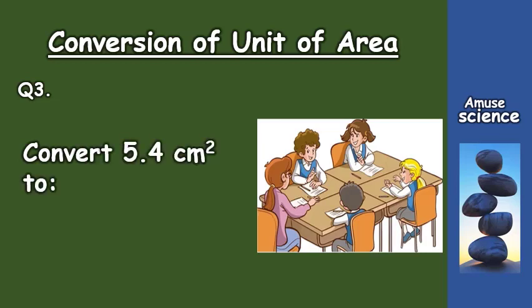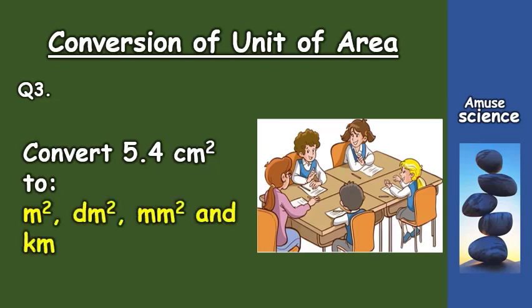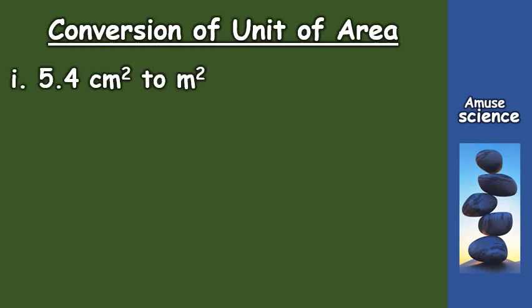Now our third and final question for this tutorial, we are supposed to convert 5.4 centimeter squared to meter squared, decimeter squared, millimeter squared, and kilometer squared. So let's take the first one, 5.4 centimeter squared to meter squared. Here you would realize that we have to do substitution. We have to substitute the value of the centi, and that one will convert our answer into meter squared very easily. So let's go. 5.4 times 10 exponent minus 2 squared, and this converts our answer into meter squared.